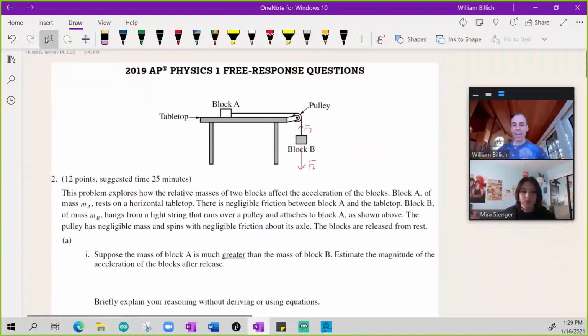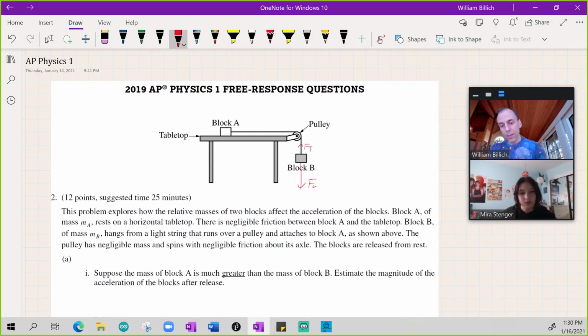Now, block A, you have the tension pulling to the right, the same tension coming from the rope, and you've got its weight. I'll call this F of GA, and I'll call the other one F of GB, by the way, and a normal force acting up, F of NA.